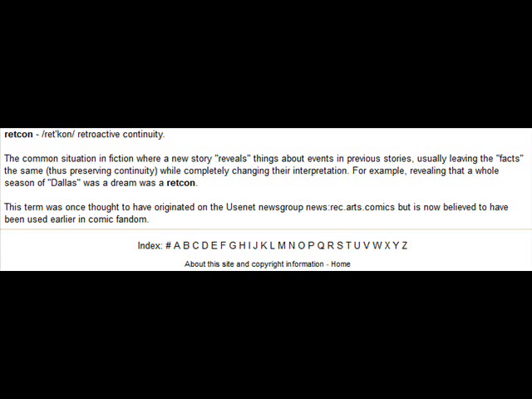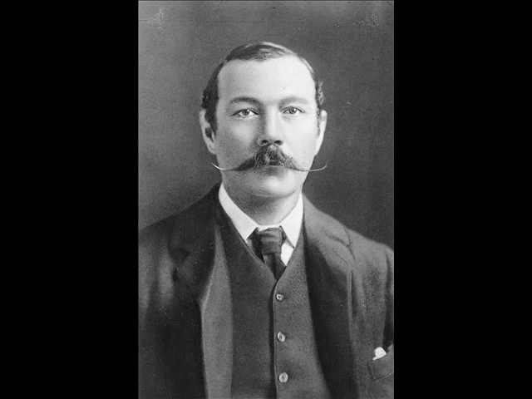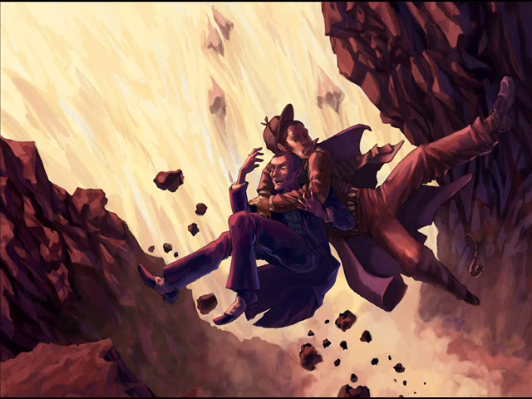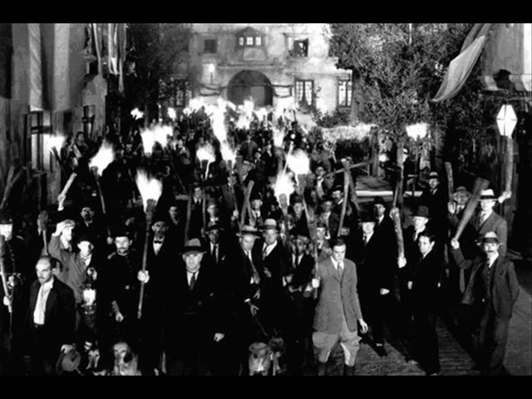Retroactive continuity, or retcon for short, is defined as the alteration of previously established facts in a fictional work. One of the oldest instances of retconning was when Sir Arthur Conan Doyle, author and mustache aficionado, killed off his most beloved character Sherlock Holmes by plunging him to his death over the Reichenbach Falls with his arch-nemesis Professor Moriarty. The public outcry even back then was massive.